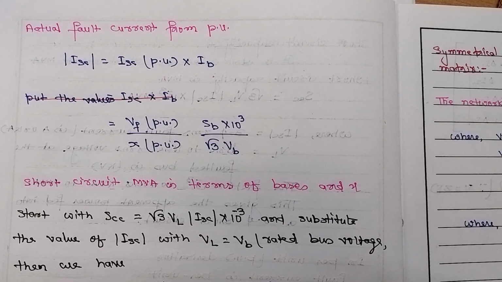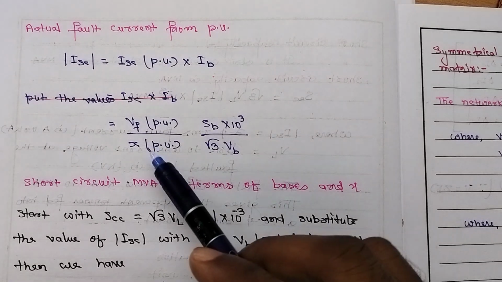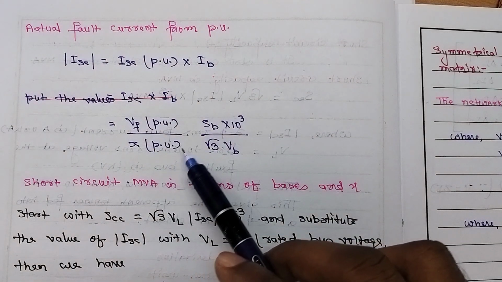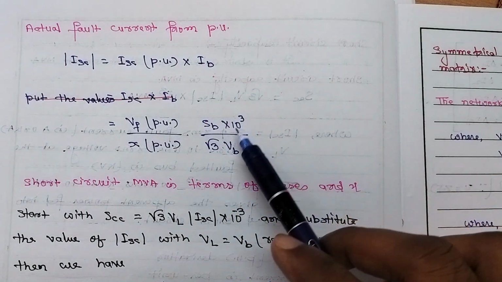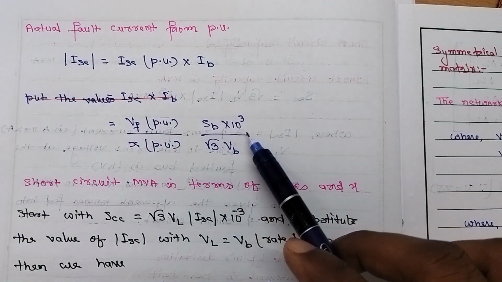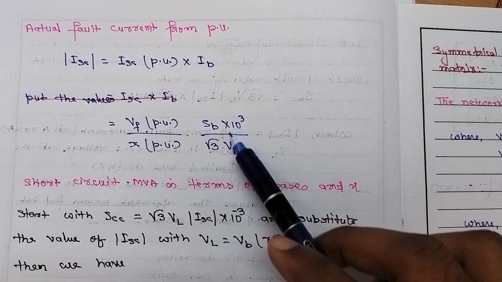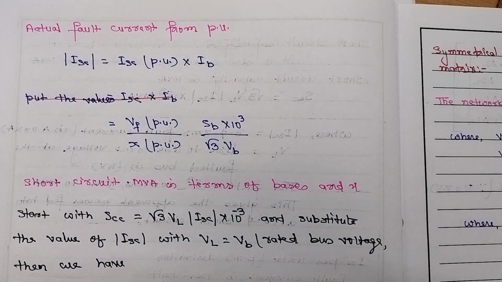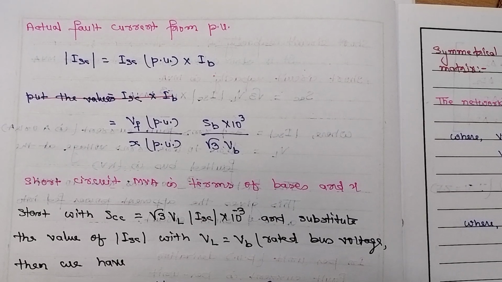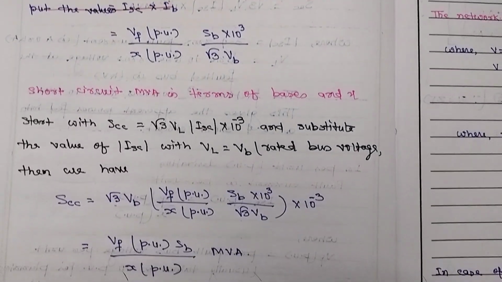So already we have the value of IB. We got VF per unit by X per unit into IB, which is equal to SB into 10 power 3 by root 3 into VB. We can remove this part also, as I have already discussed why. So to get the actual amperes, multiply the per unit current by the base current. Substituting IB gives the compact expression.